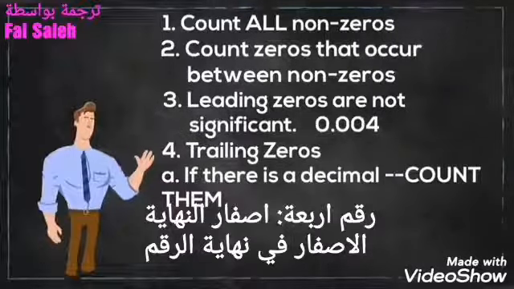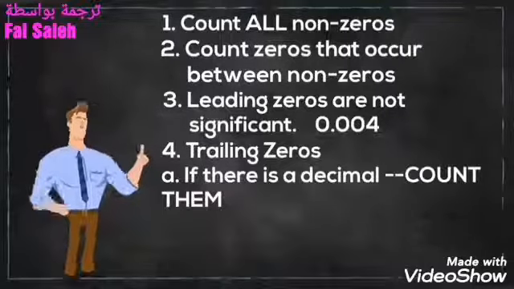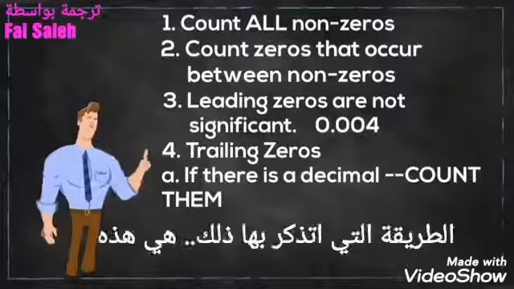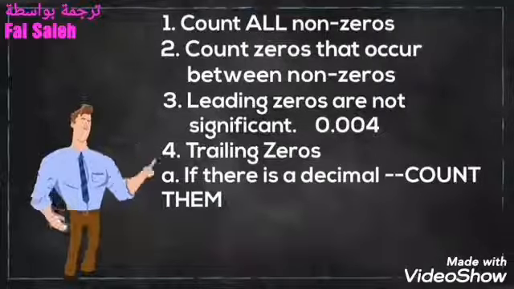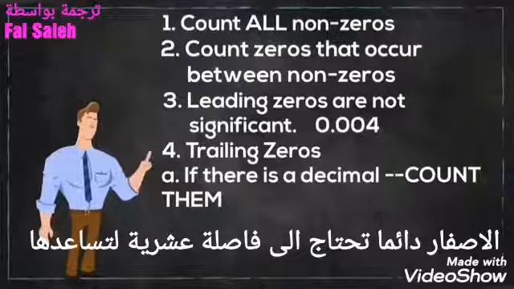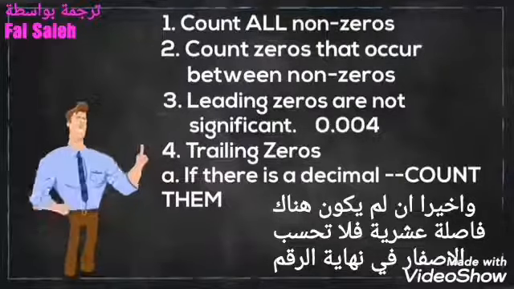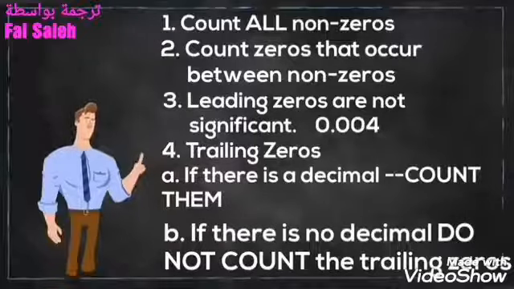Trailing zeros are zeros at the end of a number. If there is a decimal, count them. The way I remember this is that zeros always need a decimal to help them. And then finally, if there's no decimal, do not count the trailing zeros.